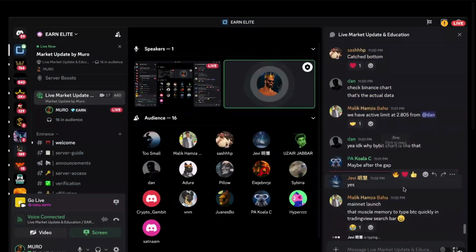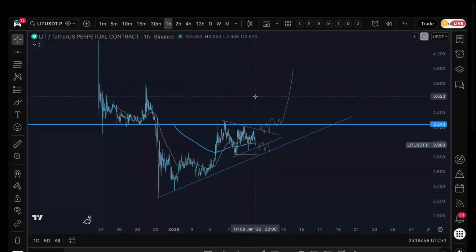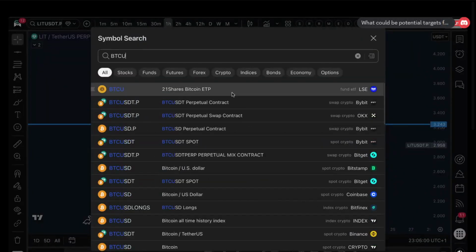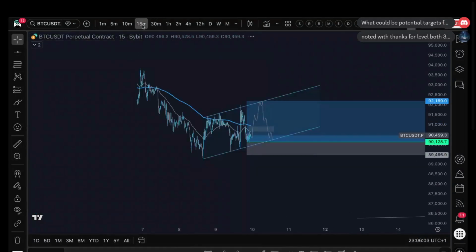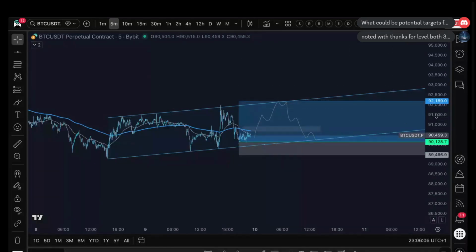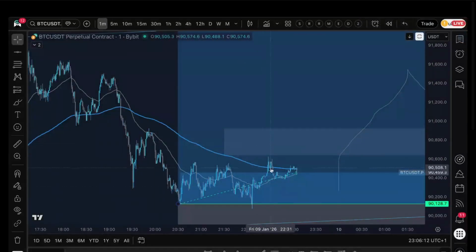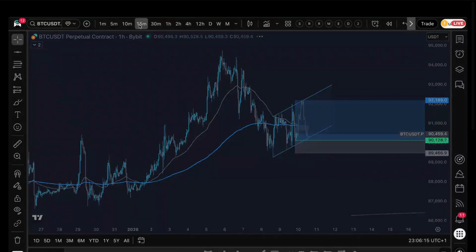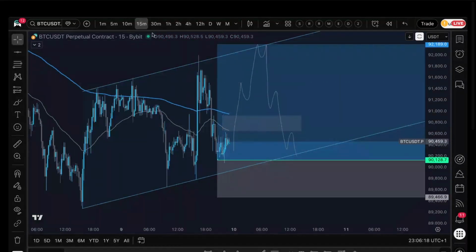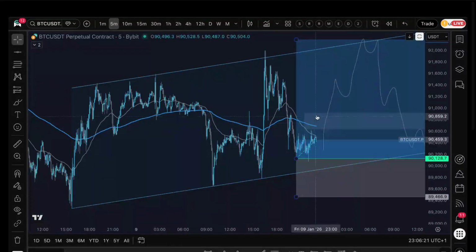Mainnet launch. Yeah, exactly. As I said, let me check Bitcoin one last time. Yeah, it's bitching around now. After we got the first move, the nice move, it's now started being annoying. It might come down again, sweep this low, and then go up again even, guys. That can happen. But as long as it's above this channel, this trade is still valid.